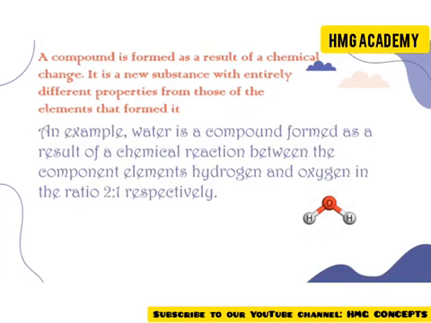An example: water is a compound formed as a result of a chemical reaction between the component elements hydrogen and oxygen in the ratio 2:1 respectively. Now, water does not have the properties of hydrogen, neither does it have the properties of oxygen. It has its own entirely new property that is none of the two that came together to form it.